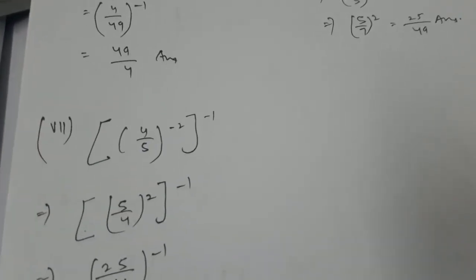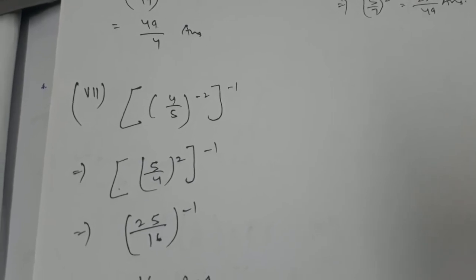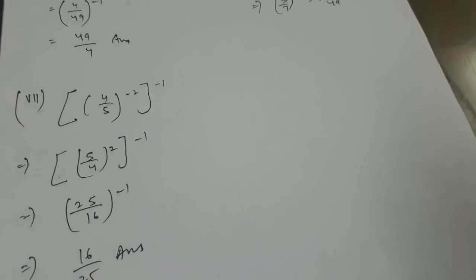In the last part, 4 by 5 raised to the power minus 2 whole raised to the power minus 1 is here. So removal of negative sign from the power will bring us 5 by 4 raised to the power 2 whole raised to the power minus 1, that is 25 by 16 whole raised to the power minus 1, that is 16 by 25. This is the answer. So in this video I have solved exercise 2.2 of exponents, question number 1 and 2.